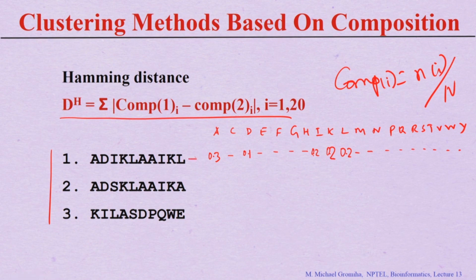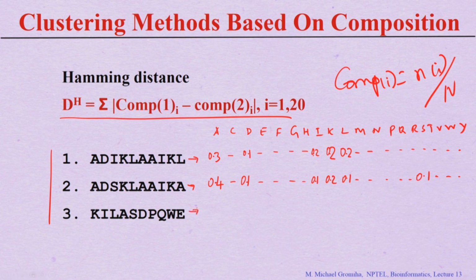Then for the second one, 0.4, 0.1, E, F, G, H, I is 0.1, K 0.2, L 0.1, and S 0.1.